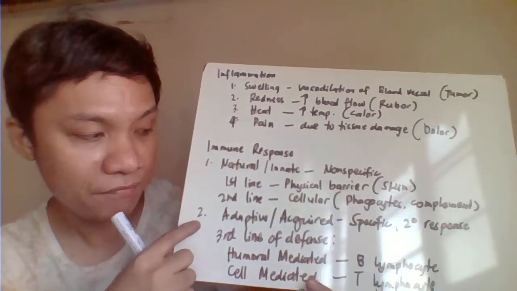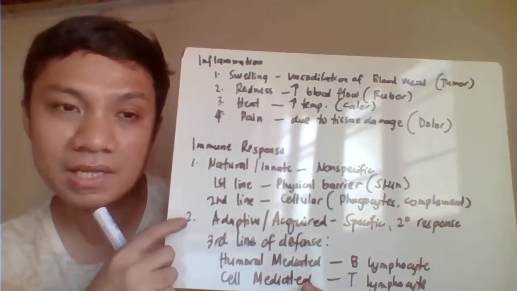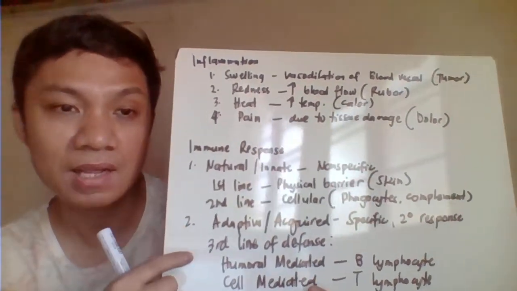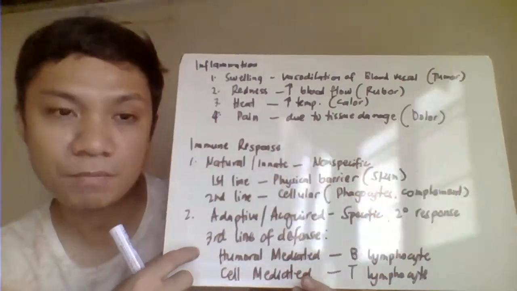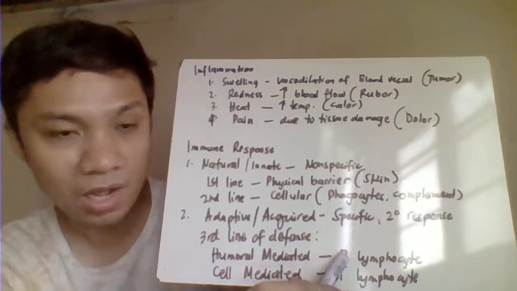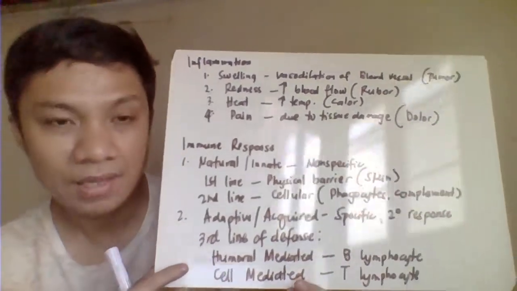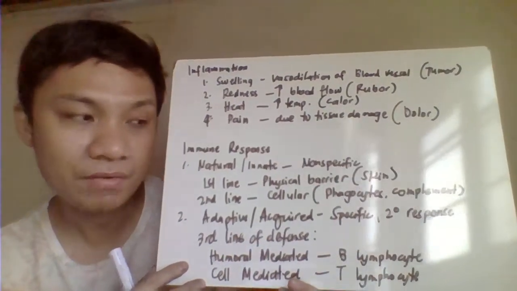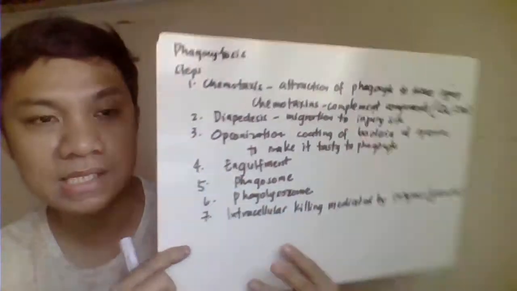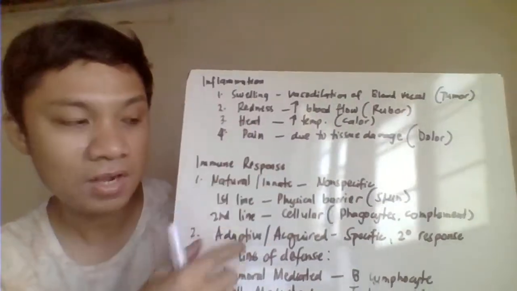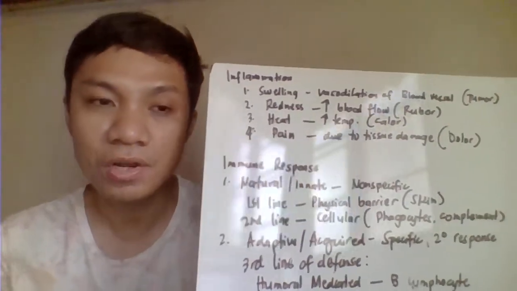Your adaptive, or acquired, immunity on the other hand is very specific. It is usually activated on the second exposure. So this involves our third line of defense. This includes your humoral mediated immunity, which involves antibody production by your B lymphocytes. And we also have your cell-mediated immunity, which involves your T cell lymphocytes. Your phagocytosis, inflammation, and immunity will be further discussed in your immunology and serology course.